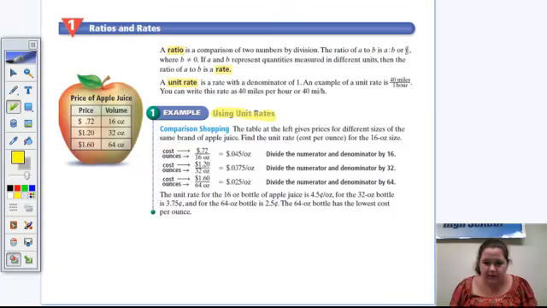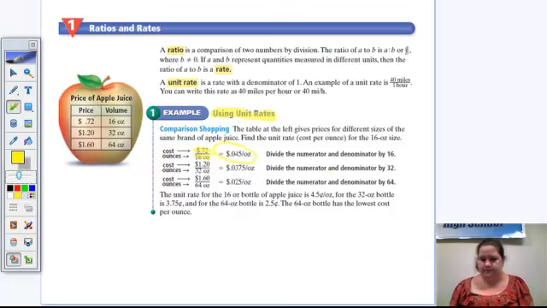It says find the unit rate or cost per ounce for the 16 ounce size. So what we're doing here is putting the cost on the top, the 72 cents, and the ounces on the bottom, that's 16 ounces. Let's try that again, guys. So 72 up here, 16 ounces down there. When you divide 16 into 72, you're going to get 0.045.